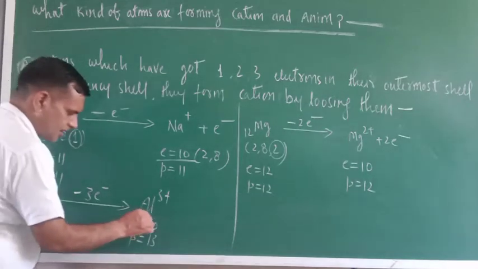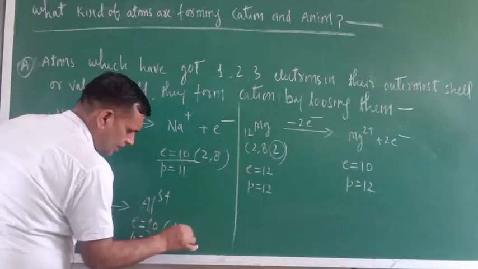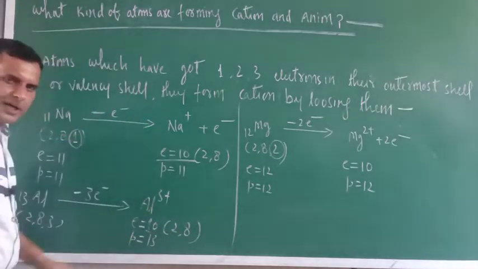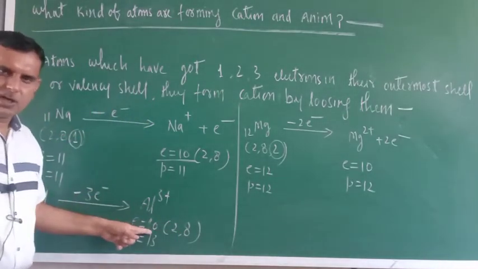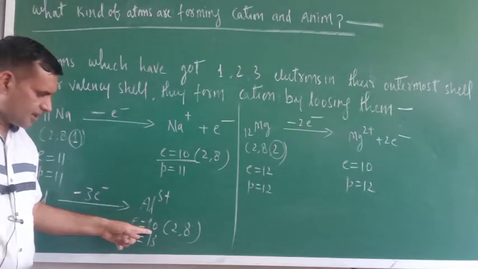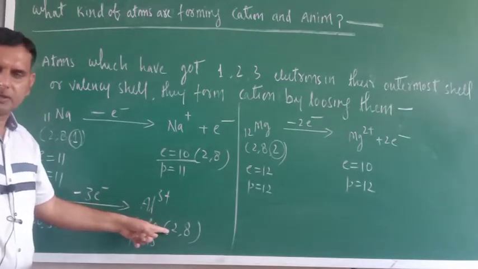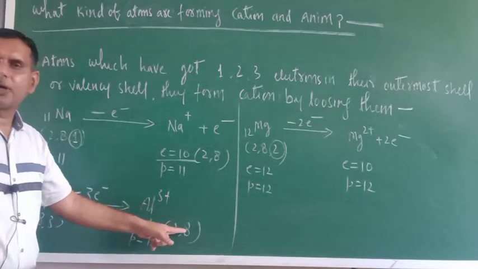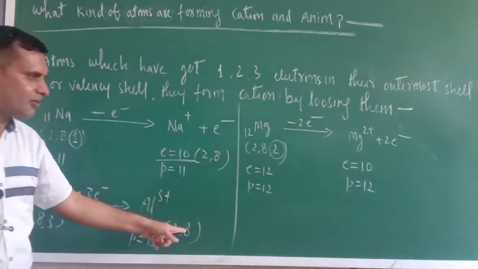Now it has lost the 1 electron. Now here what is there? 2, 8. 2, 8. Now Al3+ has acquired its octet. Octet or not? Octet means to have 8 electrons in their outermost shell.